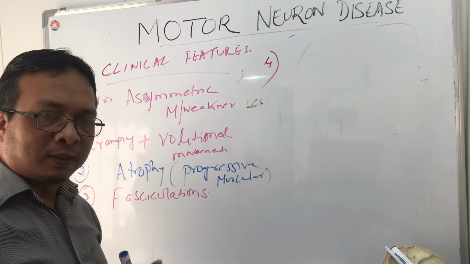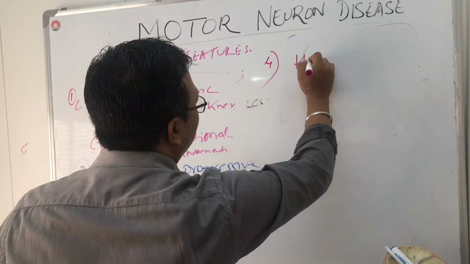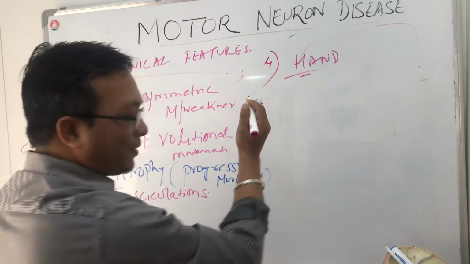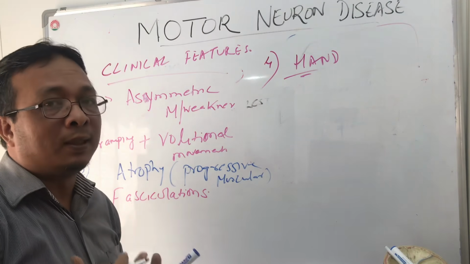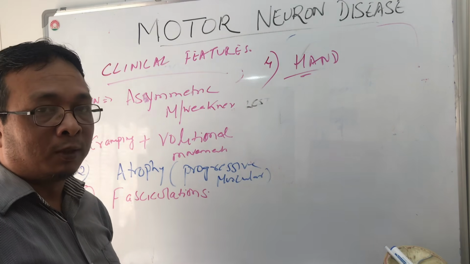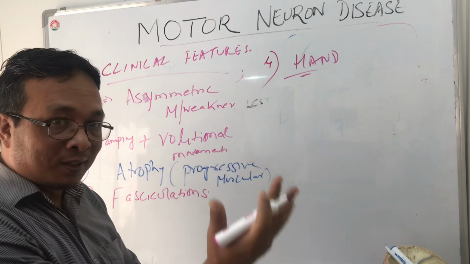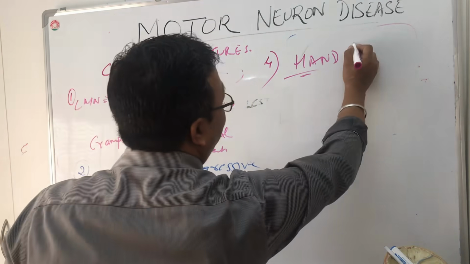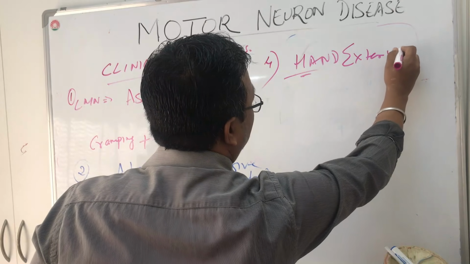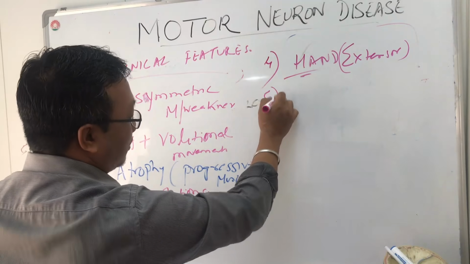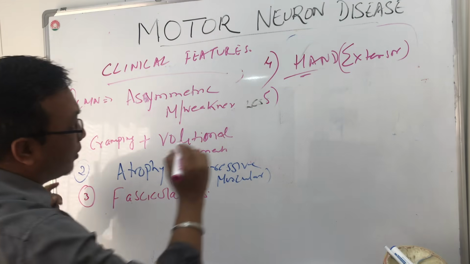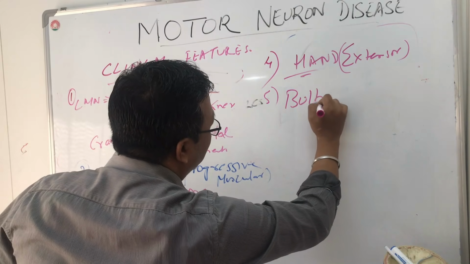So you have to take this in mind that in the hand, extensor group of muscles are more commonly affected than proximal group of muscles. Okay, so all the extensor movements of the hand are affected. So extensor group of muscles in the hands. Then there will be some bulbar symptoms.